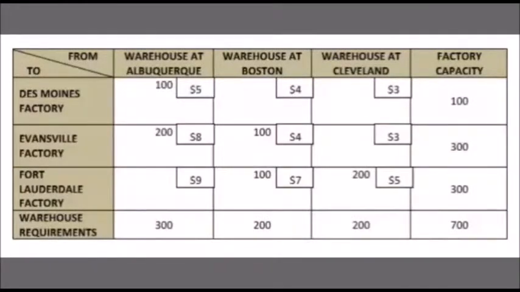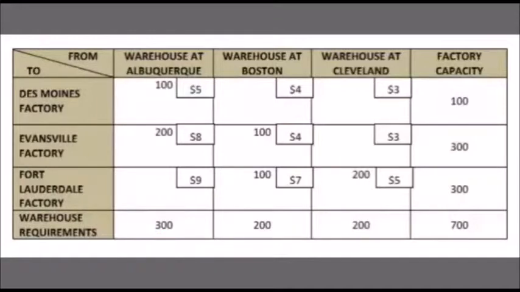Now let's try to solve the problem. First is we will be allocating 100 units from the upper left-hand corner, which is from Des Moines to Albuquerque. So since we've already got the factory capacity of 100 units, we will now be proceeding to the next row. Here, from Evansville to Albuquerque, we just assigned 200 units since we've already met the warehouse requirements of 300 units.